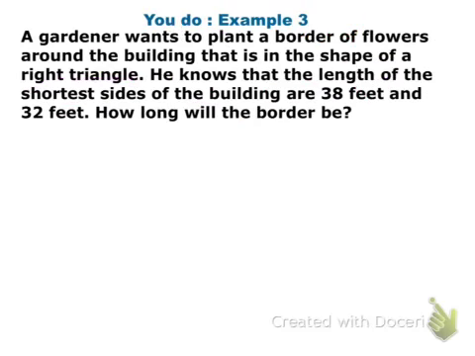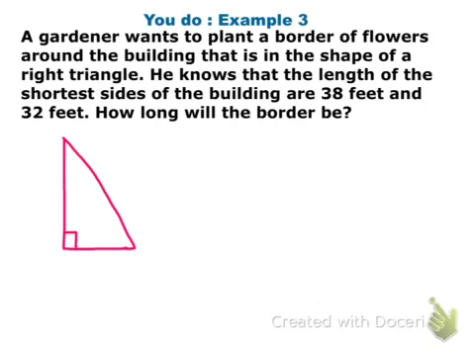Now, if you will go ahead and flip your paper over, you're going to see a problem at the very top of your page that is going to be a you do question. So this is exactly just like the question we did. We have a gardener who is planting a border of flowers around a building. That is extremely weird, a building that's in the shape of a right triangle. So this time our building, or our right triangle, is being portrayed as a building.